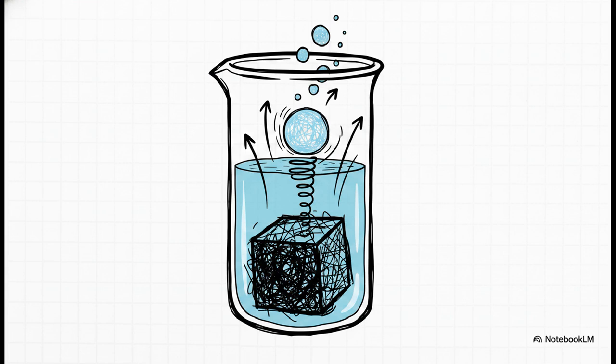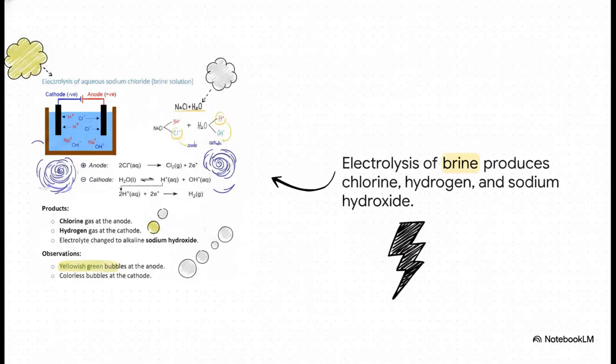Think of it like a brutal game of musical chairs. The highly reactive, aggressive metals like sodium or potassium, they fiercely demand to stay dissolved as ions. Because they refuse to leave, the humble, less reactive hydrogen gets kicked out. So if your metal is above hydrogen on that reactivity list, you're not getting metal at the cathode, you're getting bubbling hydrogen gas. Let's watch all these rules come together in one glorious reaction, the electrolysis of brine, which is just really, really salty water.